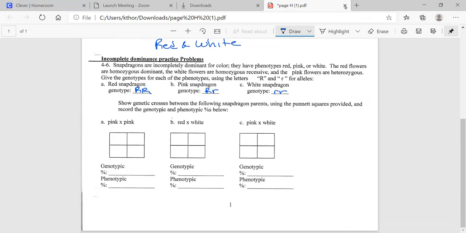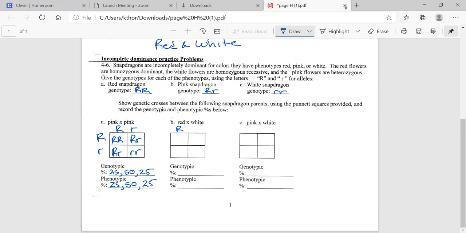All right, let's do the crosses. So we have pink and pink, heterozygous, crossed with heterozygous: homozygous dominant red, heterozygous pink, homozygous recessive white. So genotypes, we have 25%, 50%, 25%. Phenotypes, 25% red, 50% pink, 25% white.